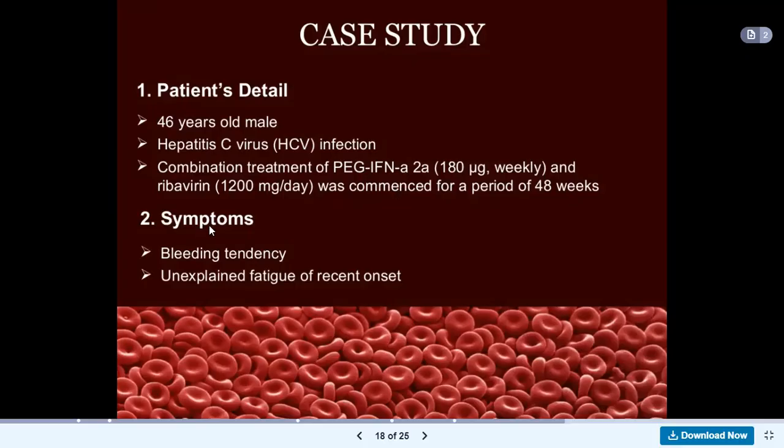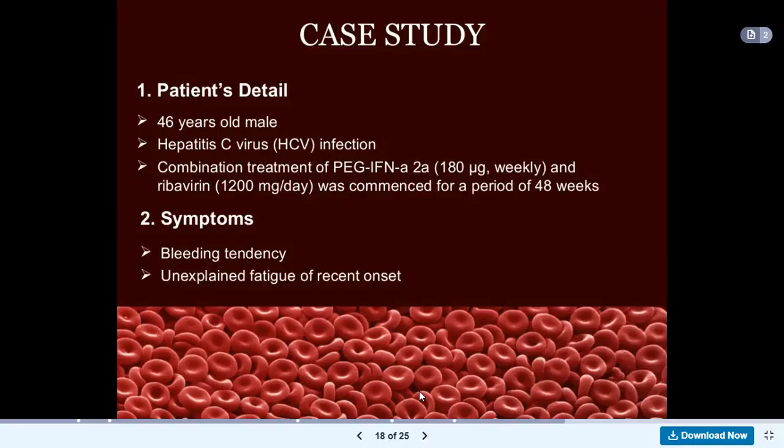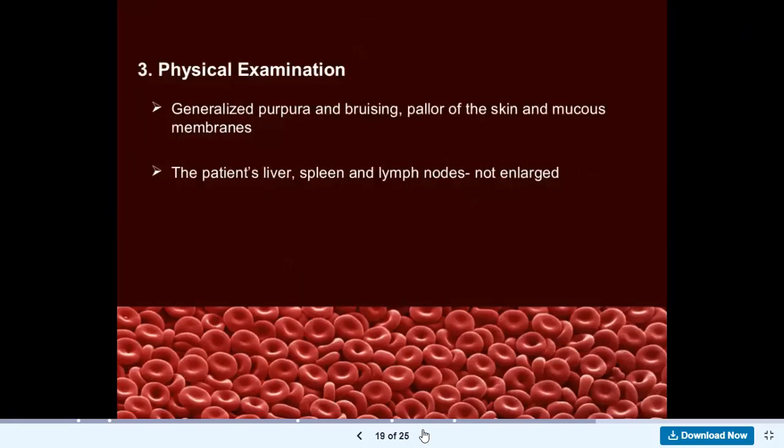Now, symptoms we found in this patient: the patient has bleeding tendency. So the patient bleeds easily, and the patient has unexplained fatigue of recent onset. So the patient gets weak easily, and we cannot explain why he's weak. So we suspect that there's not enough red blood cells, and there's not enough oxygen. Physical examination: there is generalized purpura and bruising, pallor of the skin and mucous membrane.